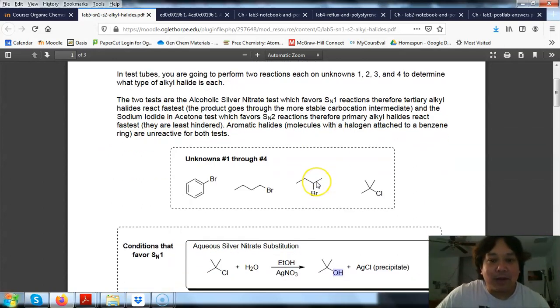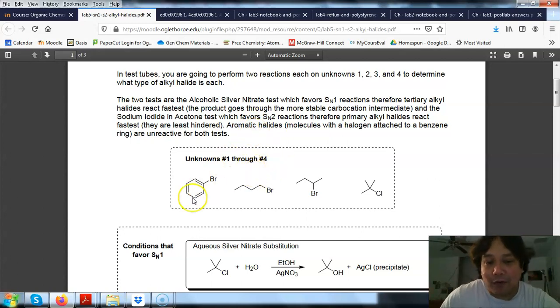Now I want to talk a little bit about your alkyl halides. You know that this is primary, this is secondary, and this is tertiary alkyl halides. But this is considered an aromatic halide because it has a ring that's considered aromatic. Don't worry about what aromatic means. What you should know is that benzene rings are considered aromatic, and if you have a bromine or a chlorine directly attached to the benzene ring, that molecule is an aromatic halide.